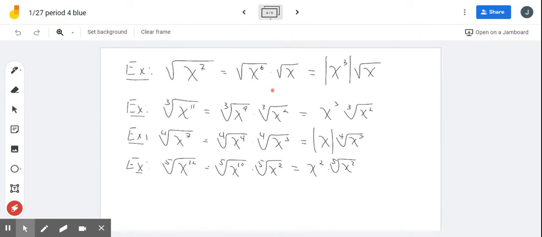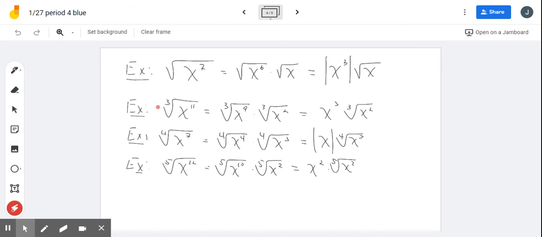Okay, partial roots. Sometimes things don't work out perfectly, and x to the seventh is not evenly divisible by the index of 2. So we're going to break this up into the largest power that's evenly divisible by 2 and any remainder. So x to the 6th times x to the 1st would give me x to the 7th. X to the 6th we can take. The square root of x to the 6th would be x to the 3rd. But since that's an odd power, we're going to need absolute values. And the square root of x just stays underneath the radical. So absolute value of x cubed times square root of x would be our answer in simplest radical form.